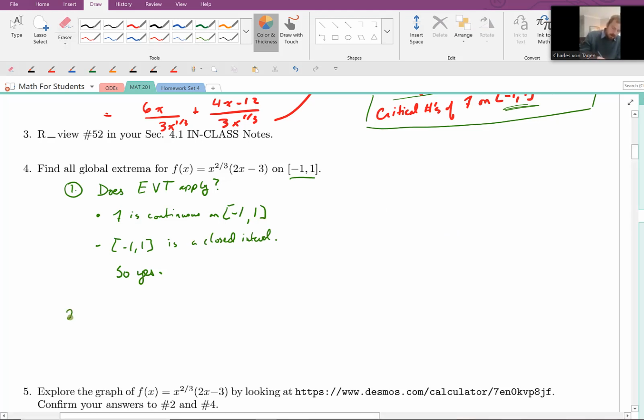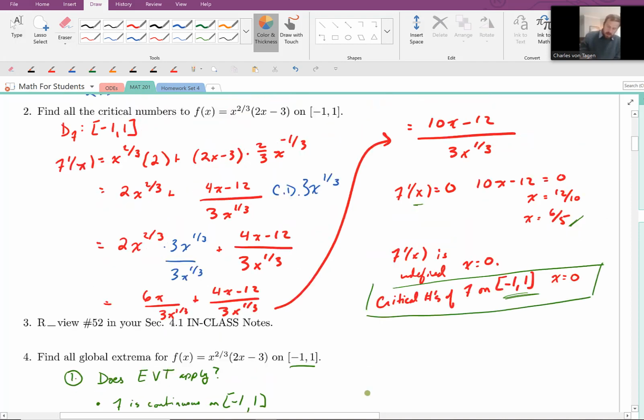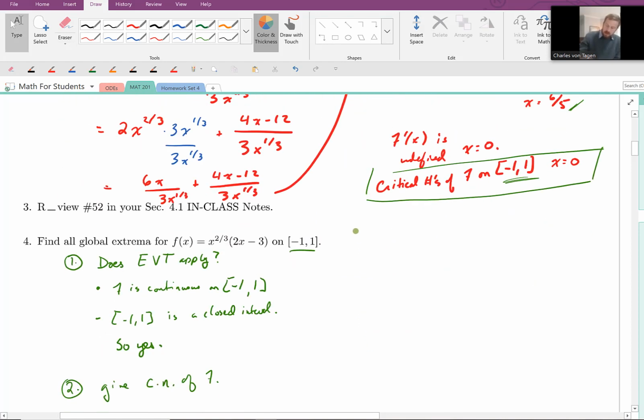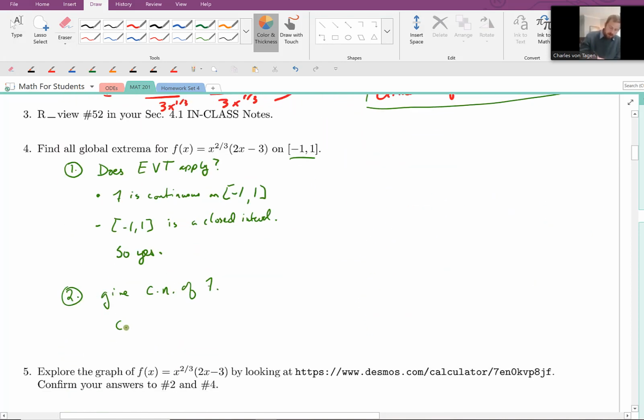So number 2, give the critical numbers of the function f. And this is the same question that we had up above in number 2. And so we found that there was just this one critical number, x equals 0. Okay. Now step 3, folks, is to evaluate the critical numbers in the function. So let's evaluate f of 0, and evaluate the endpoints. So we're going to evaluate f of 1 and f of negative 1.